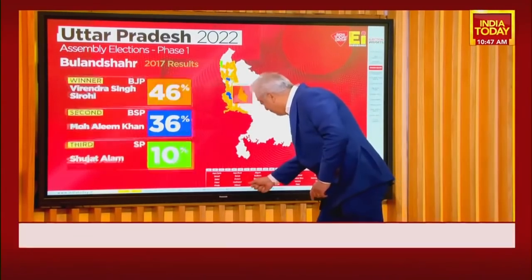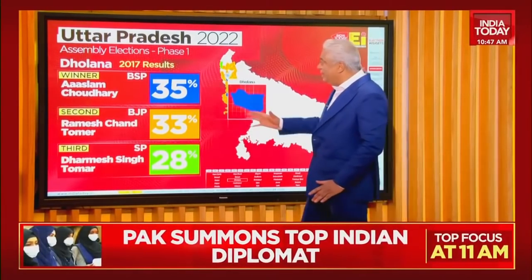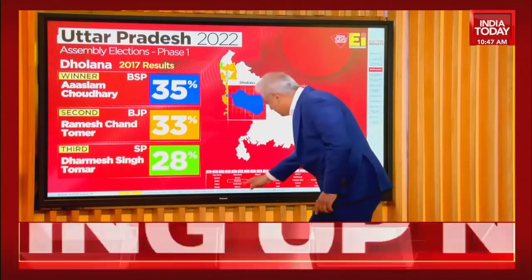Very interesting, Hastinapur. Whoever wins Hastinapur, I'm told, wins Uttar Pradesh. Last time, interestingly, in Dholana, let's go to Hastinapur.